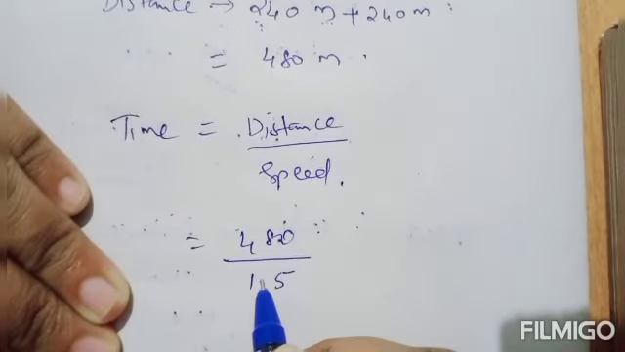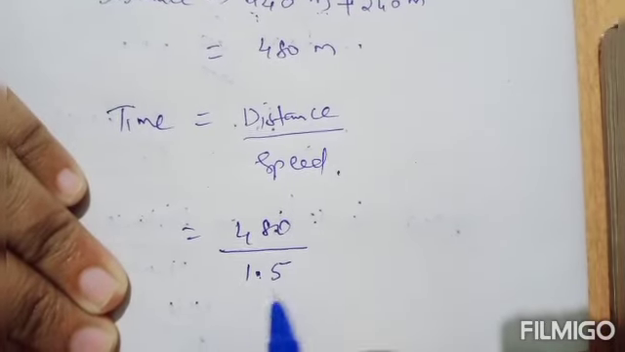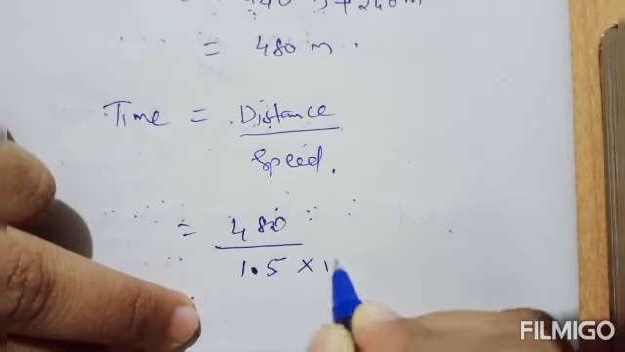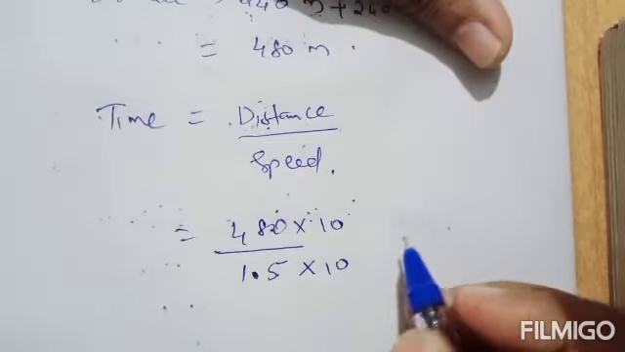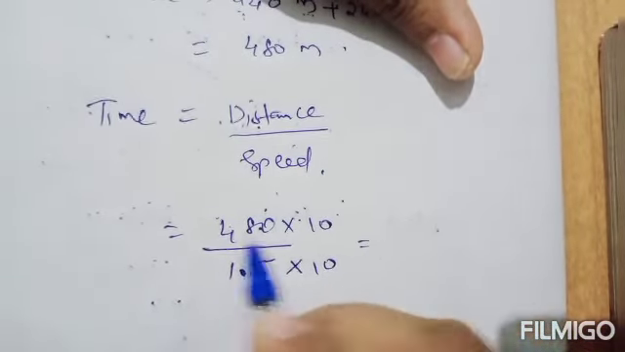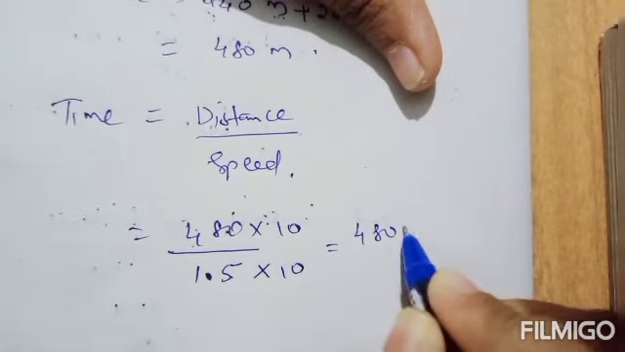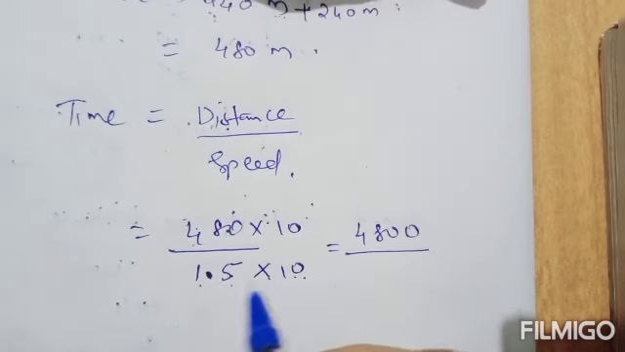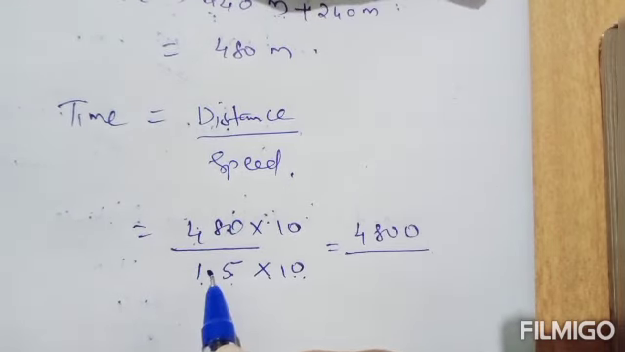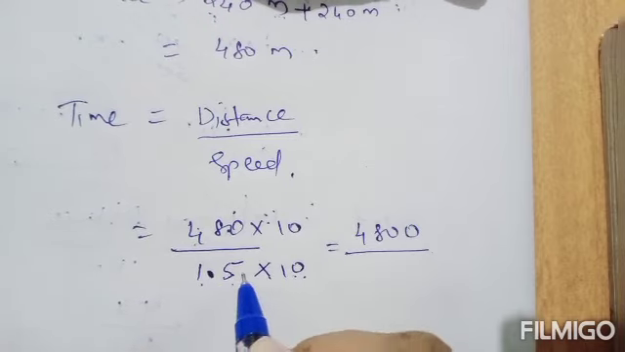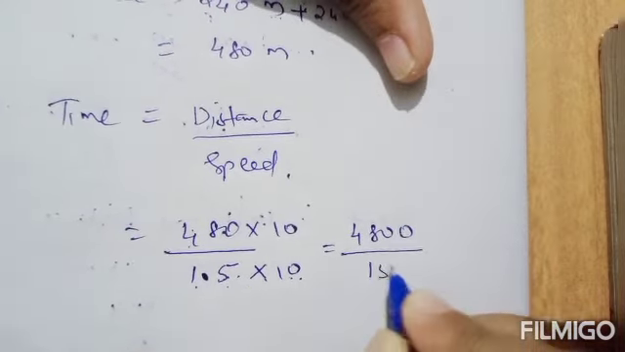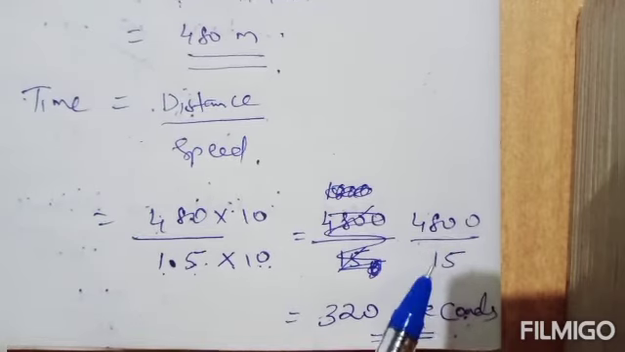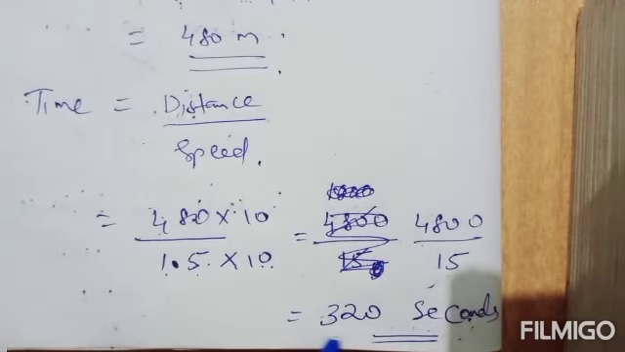Now you know how to divide when a decimal fraction is coming. In the denominator one digit is coming after the decimal point, so multiply both numerator and denominator by 10. So you will get 480 into 10, which is 4800, by 1.5 into 10. Multiplication by 10 moves the decimal point one place to the right, so you will get 15. On dividing 4800 by 15, you will get 320.